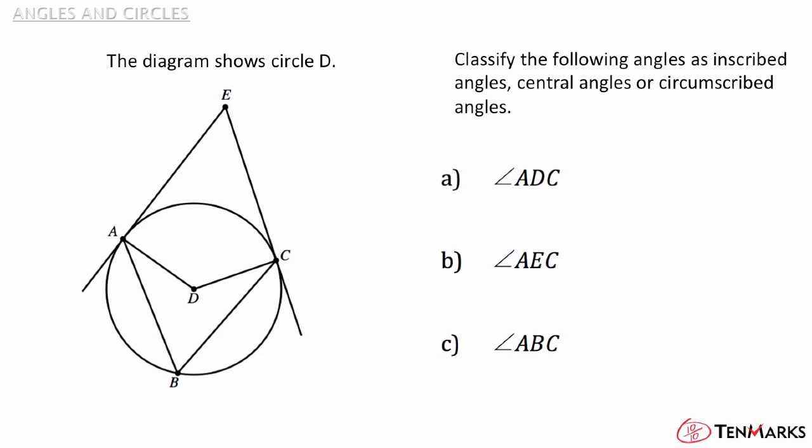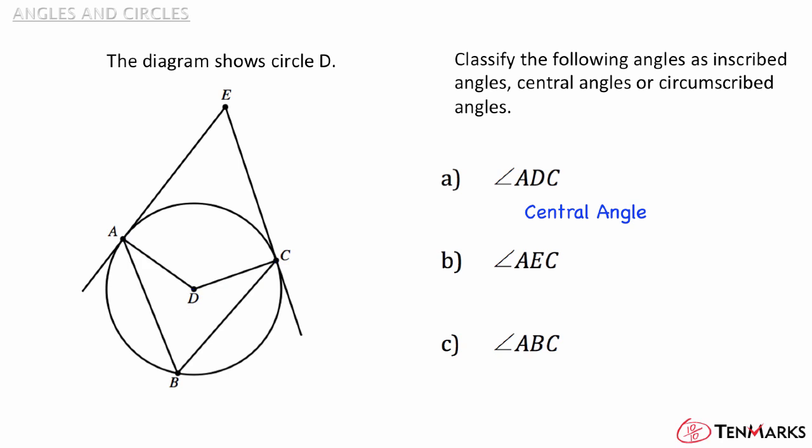Classify the following angles as inscribed angles, central angles, or circumscribed angles. Start with ADC. Notice that its vertex is at the center of the circle and it lies inside the circle. So this must be a central angle.